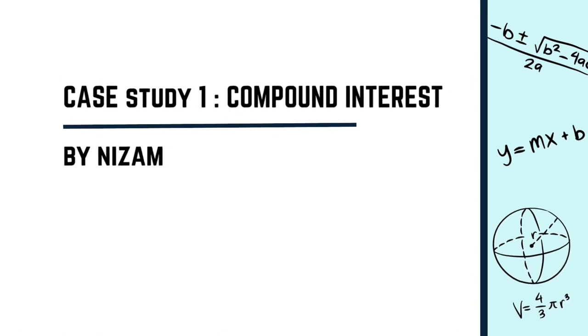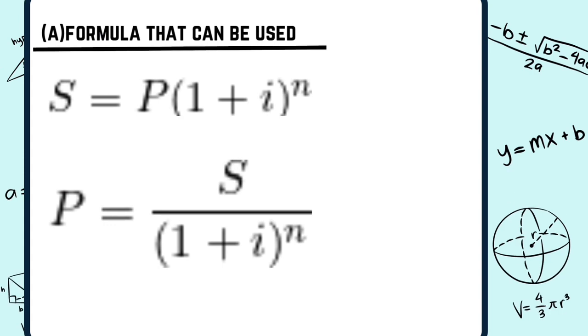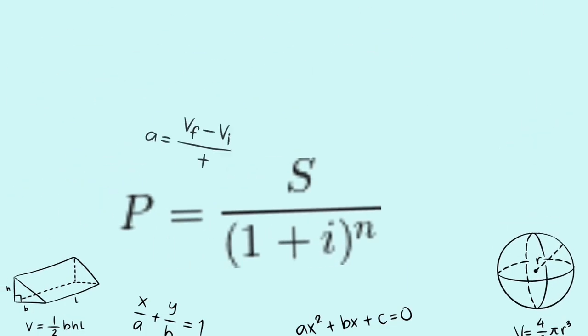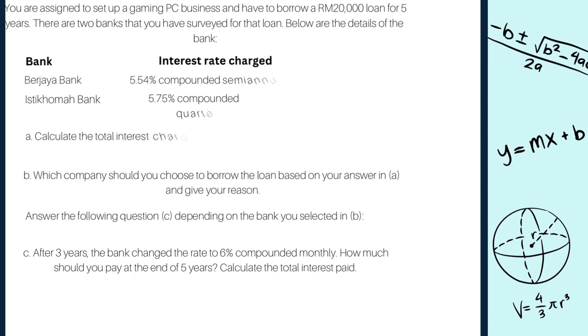Case study 1, Compound Interest by Nizam. This is the formula that you can use in compound interest. When we look at the question, you are assigned to set up a gaming PC business and have to borrow a 20,000 loan for 5 years. These are two banks that you have surveyed for that loan. First, Berjaya Bank with 5.5% compounded semi-annually, and Istiqomah Bank with 5.75% compounded quarterly.